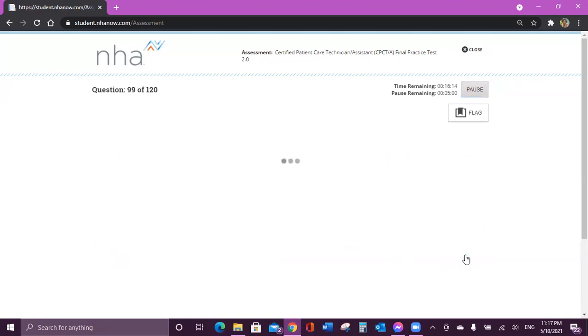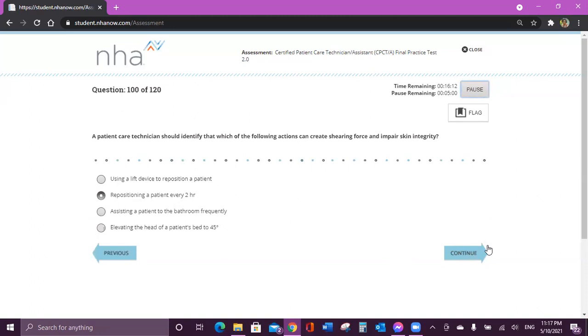A patient care technician should identify that which of the following actions can create shearing force and impair skin integrity? Using a lift device to transport a patient, repositioning a patient every 2 hours, assisting a patient to the bathroom quickly, evaluate the heart. No, ese mismo. Ujú.